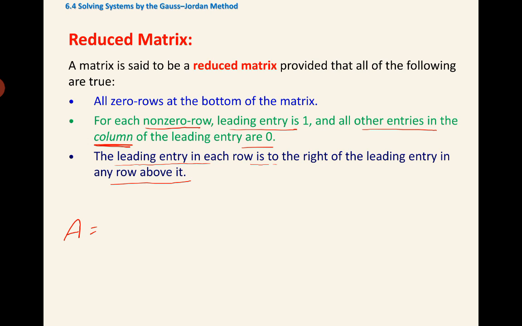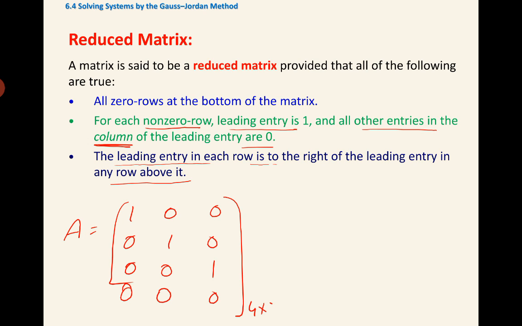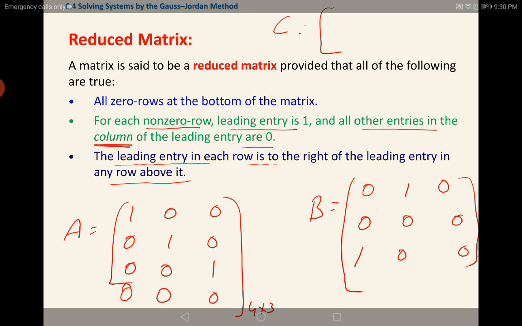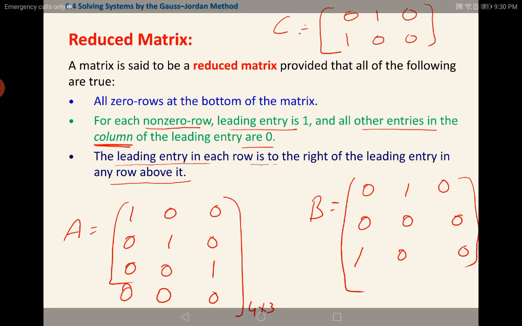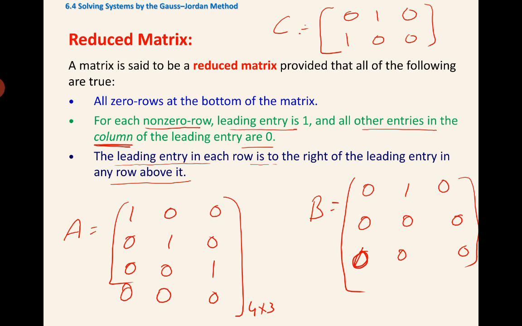Let me give you different matrices. The first matrix A is 1 0 0, 0 1 0, 0 0 1, 0 0 0. This is a matrix of size 4 by 3. Let me take another matrix B: 0 1 0, 0 0 0, 1 0 0. Let me take another matrix C here: 0 1 0, 1 0 0. This one, the B matrix, can be 0 0 1.